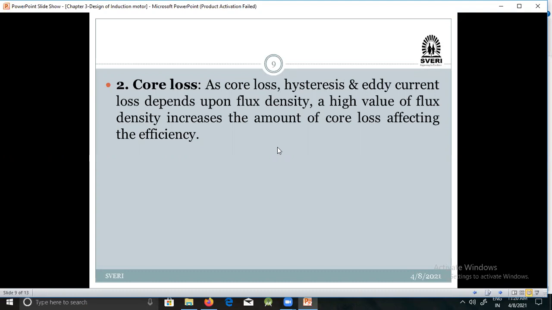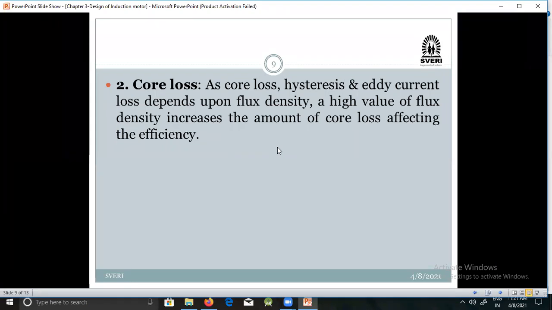As far as power factor is concerned, why do we choose the less value? Because if we choose the high value, our power factor is going to decrease. So if I have to increase the power factor, I have to choose as low a value of flux density as possible. And second, as far as core losses are concerned, hysteresis and eddy current losses directly depend upon the flux density. If I increase the value of flux density, the losses are going to increase, which will affect the efficiency of that particular machine. And if I have to increase the efficiency, I have to make the losses as low as possible.